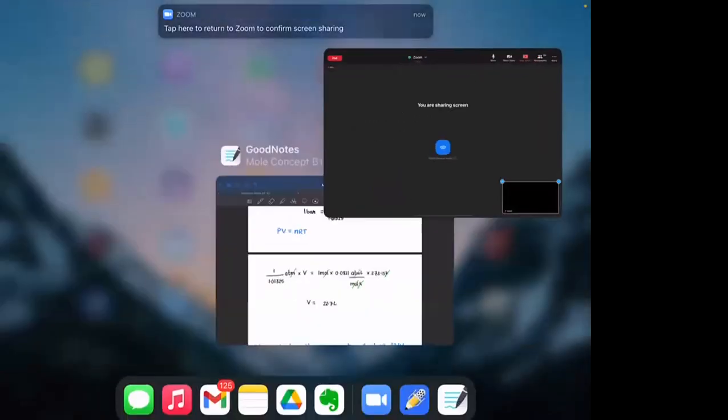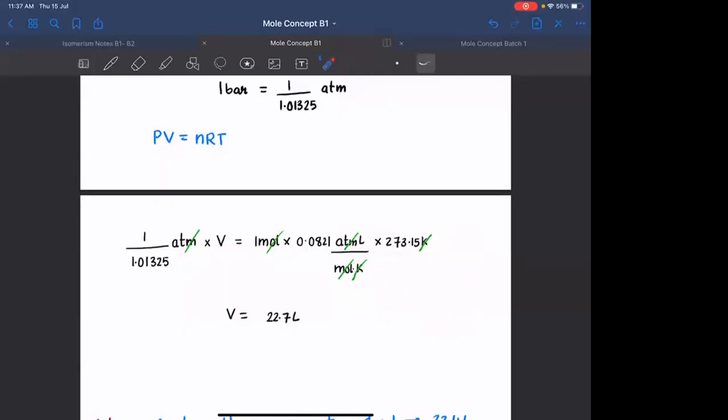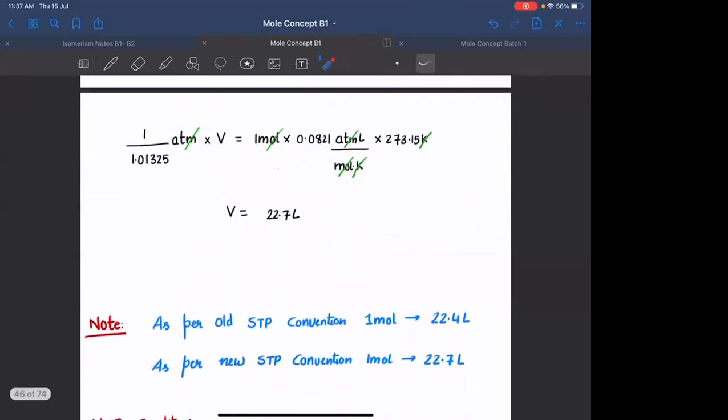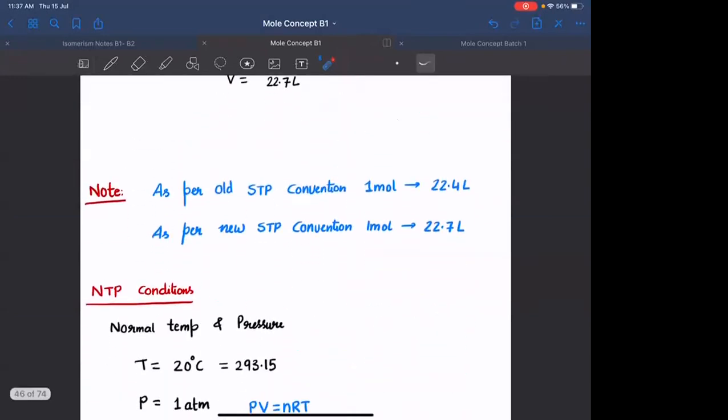Once again, if in the options you have answer based on old as well as new, always mark the answer according to the new convention. Okay. So as per the old STP convention, 1 mole is 22.4 liters. As per the new STP convention, 1 mole occupies 22.7 liters at STP.